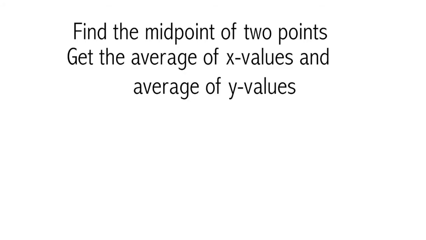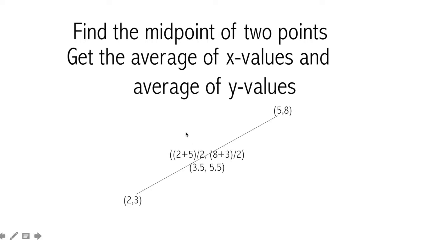If you have to find the midpoint between 2 points, you just get the average of the x values and the y values and create a new coordinate. So let's go back to 5, 8 and 2, 3. The average of 5 and 2 is 3.5. The average of 8 and 3 is 5.5. So the midpoint is 3.5 comma 5.5.